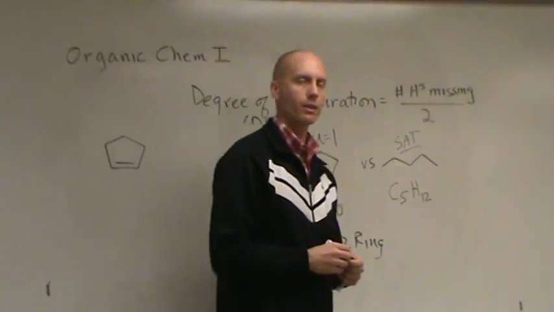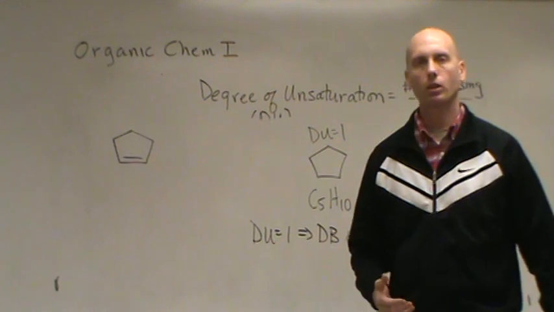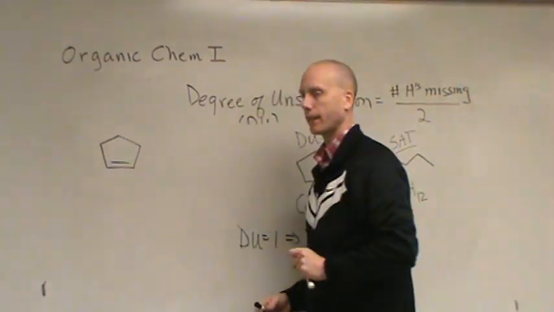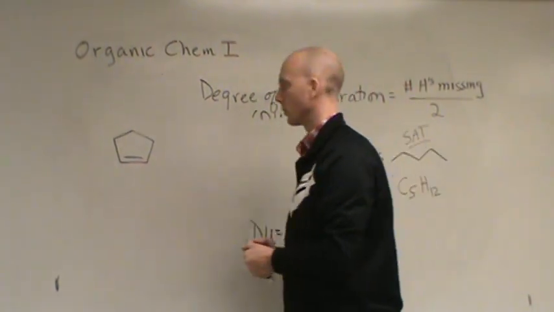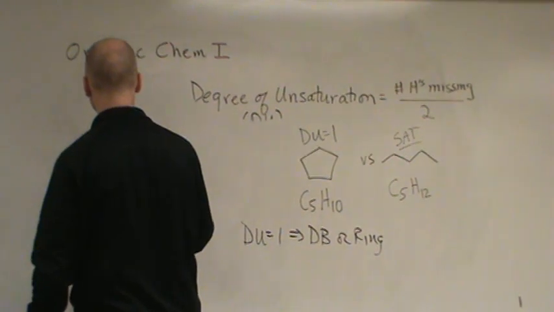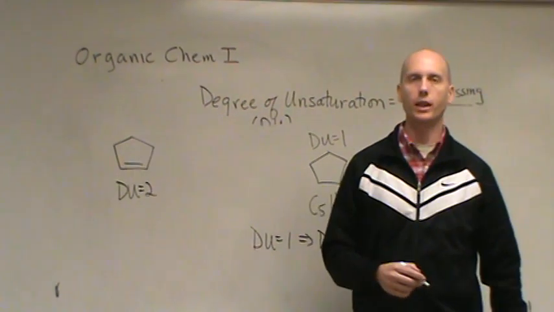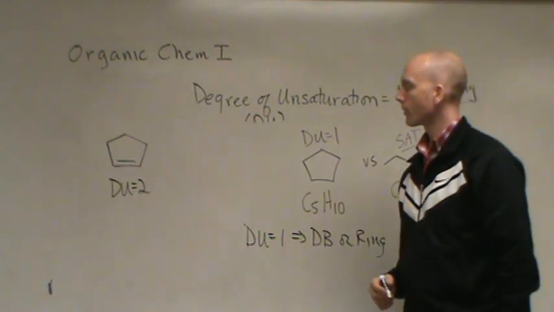Let's suppose I had that molecule. What would the degree of unsaturation of that be? Well, I got a double bond, that counts as 1, and I got the ring, that counts as 2. And so my degree of unsaturation is 2 there.